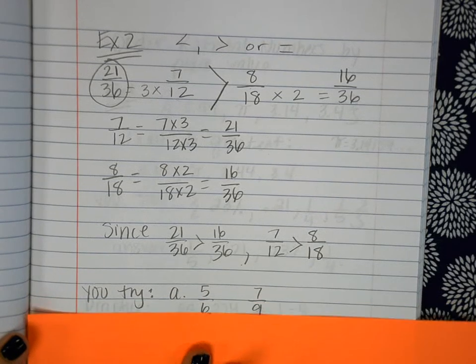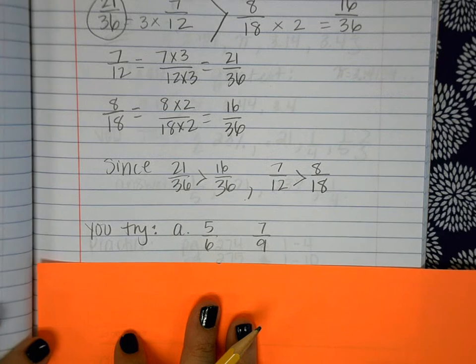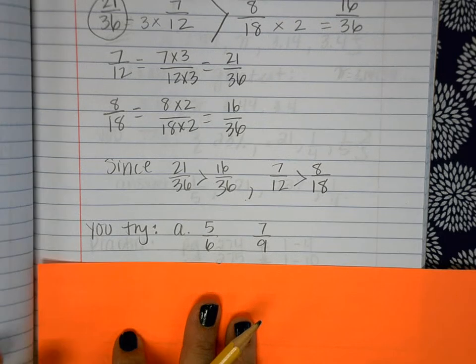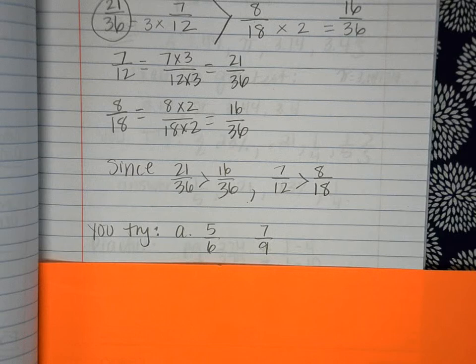All right, so I want you guys to try this one right here. Try 5/6 and 7/9. Tell me which one's bigger or if they're equal. You have to get the lowest common denominator, yeah. Zach asked before, can you simplify? You can't because there's a prime number there, that's 7. Can't simplify a prime number.